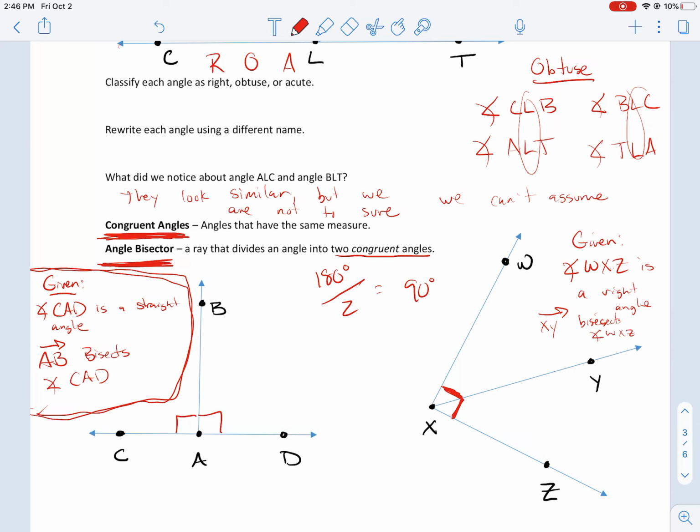In theory, what do we know about right angles? Right angles are 90 degrees. So if this line is bisecting or chopping that angle measure in half, that means that this is 45 and this is 45. What it means to bisect is it takes an angle and divides it into two equal measures. That's what you have to remember about angle bisectors.